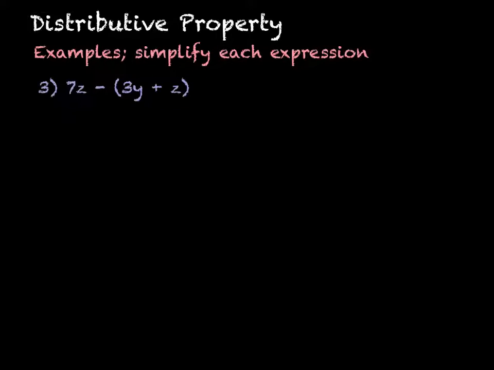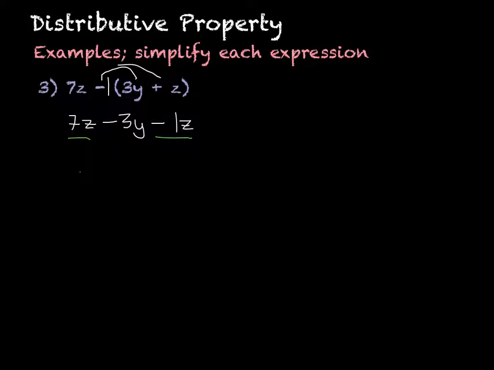Alright, and the last example, we have 7z minus the quantity 3y plus z. Okay, so on this one, it's actually kind of tricky. You've got to think, what is actually before the parentheses? What's before the parentheses is a negative 1. So I'm going to distribute in a negative 1. So what that's going to look like is 7z minus 3y minus 1 times z.